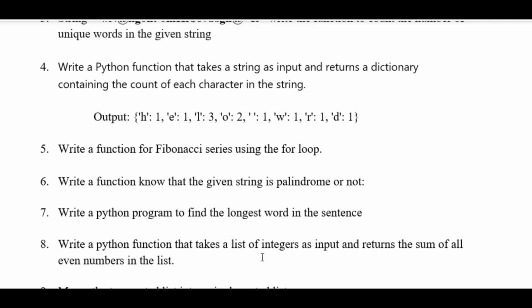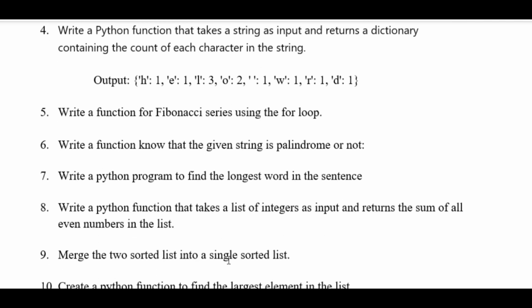Write a Python function that takes a list of integers as input and return sum of all the even numbers in a list. First of all, it is taking all the list. From there we need to filter the even numbers. From there we need to find the sum. Now we can use filter and map.